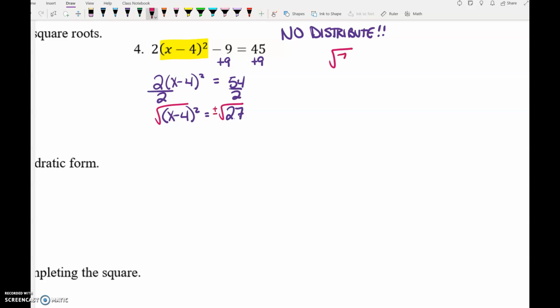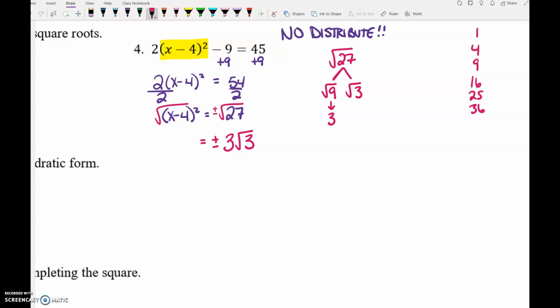Over on the side, I would take the square root of 27 and think about how can I split that up. Now remember, you want to use your perfect squares. So you want to use 1, 4, 9, 16, 25, 36, etc. I know I can do 27 divided by 9, and 9 is a perfect square. The square root of 9 is 3. So the square root of 27 is really 3 times the square root of 3.